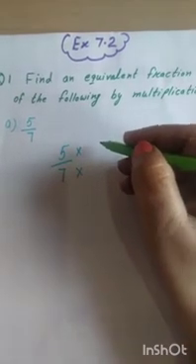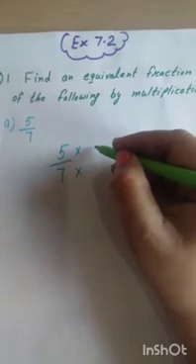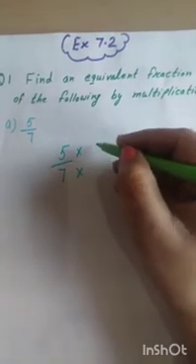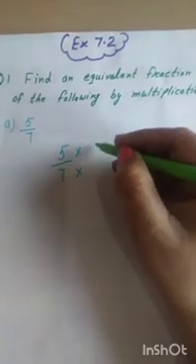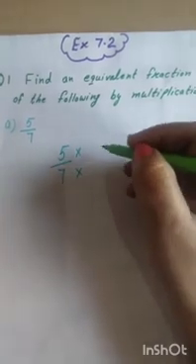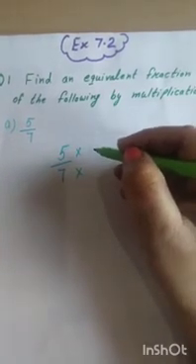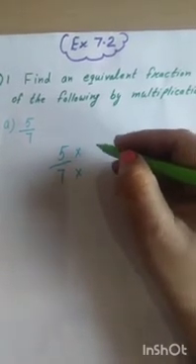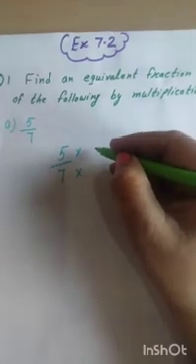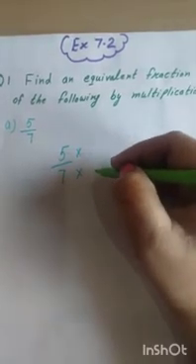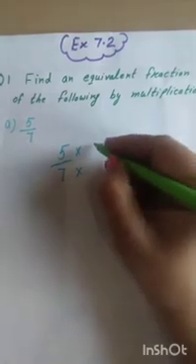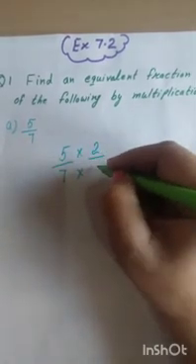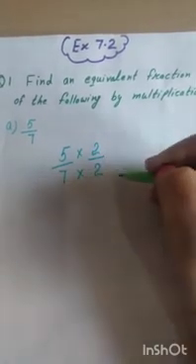I can take any number. I can take 2 here and 2 here, or 3 here and 3 here, 4 here and 4 here. Any number I can take to multiply, but keep in mind the same number you take in the numerator, you must take in the denominator. Suppose here I take 2, then down also I will take 2.